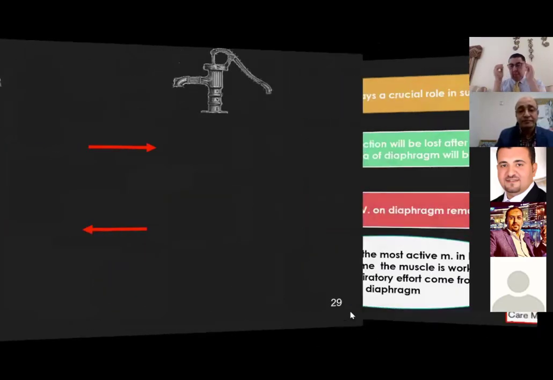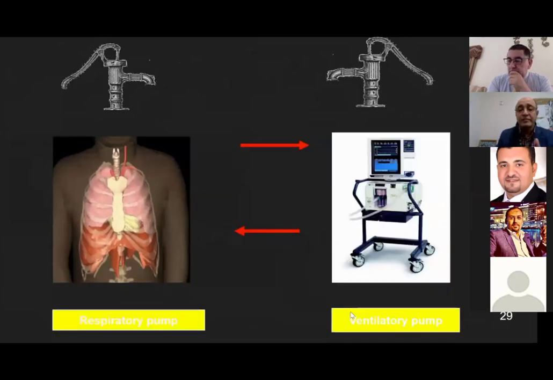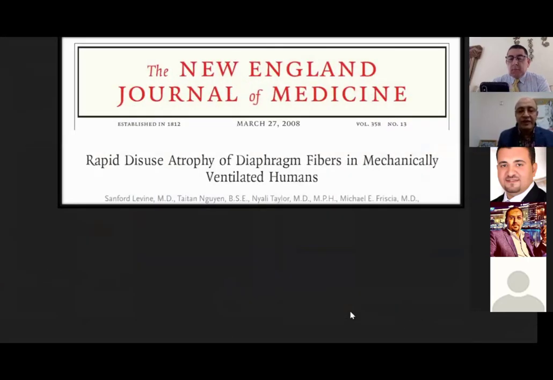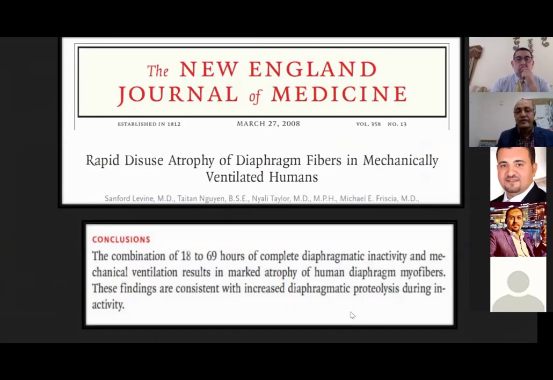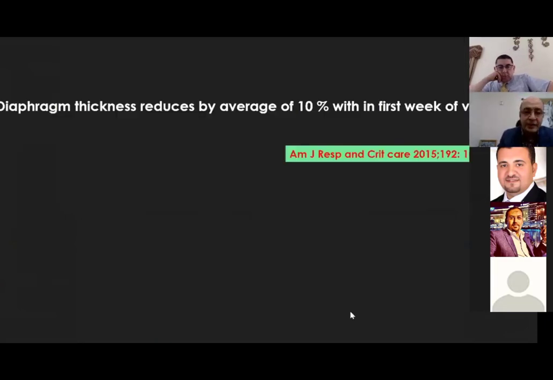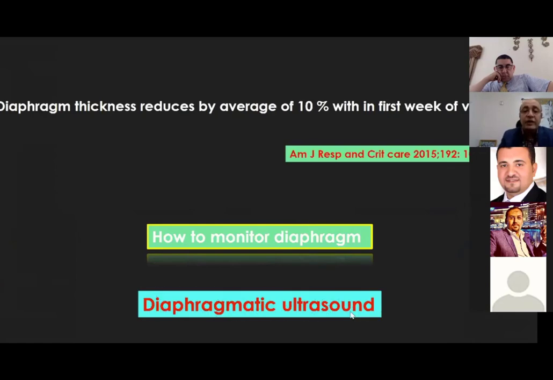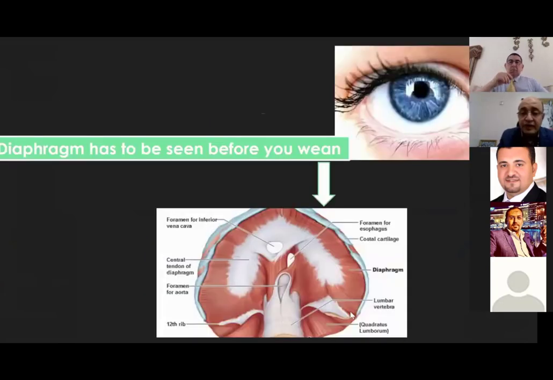And actually, the more you allow the machine to take over, the less you allow the diaphragm to function. And any muscle which remains unfunctioning is going to atrophy. If you don't move for 1 day or two, your muscle will atrophy, and the diaphragm is the same. There is a lot of evidence in the literature, in big journals, indicating what I'm saying, atrophy of the diaphragm in mechanically ventilated patients. So let's see how we can monitor the diaphragm. Diaphragmatic ultrasound is a very good modality that you have to see the diaphragm with.